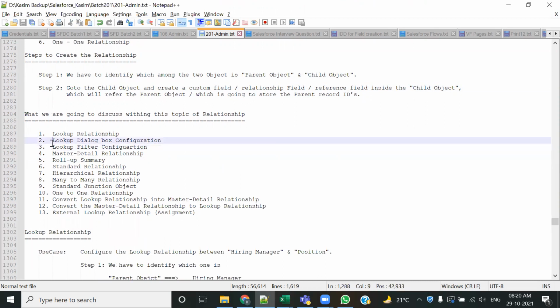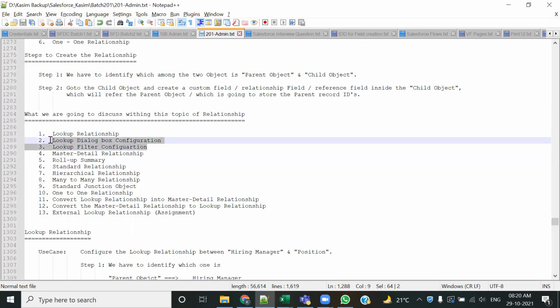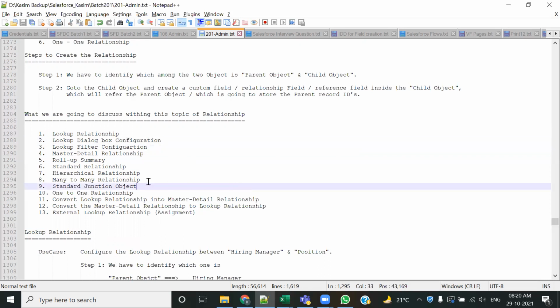Second, I'll tell you what lookup dialog box configuration and lookup filter configuration mean. Because they are associated with the lookup relationship, I'll cover them right after it. Then we'll start with the master detail relationship, and then the roll-up summary. What does roll-up summary mean? And then a few of the behaviors related to the standard relationship. And then I will tell you about the hierarchical relationship.